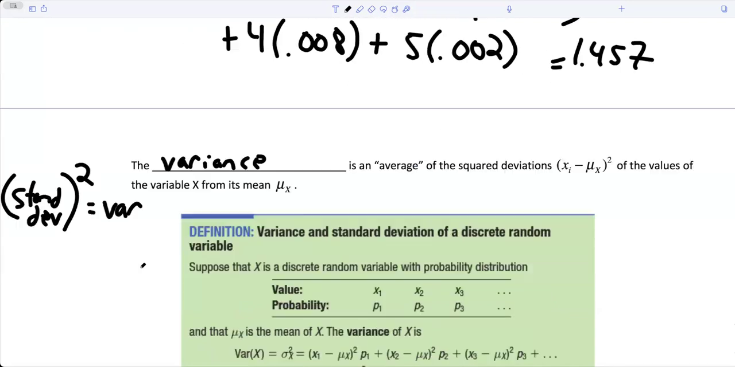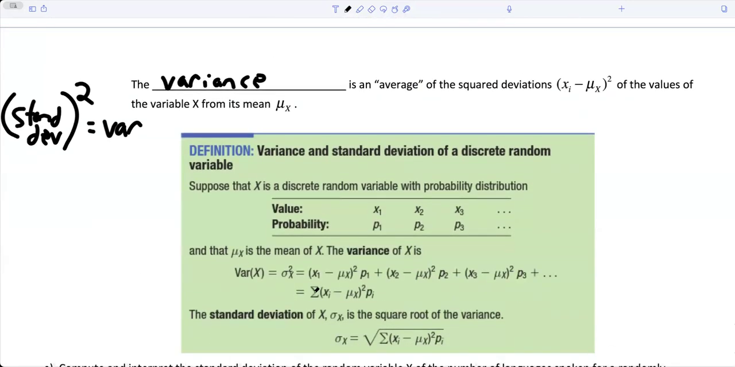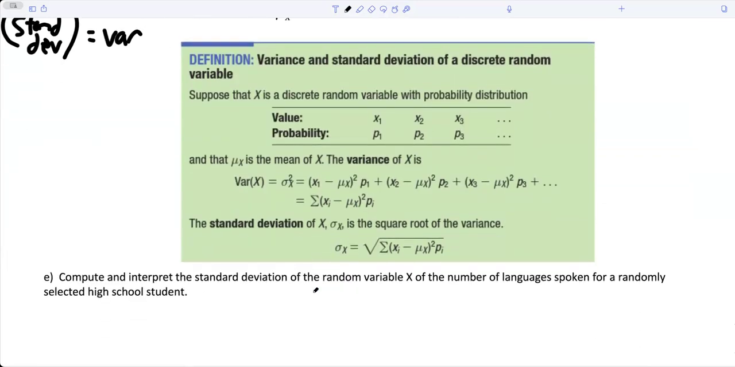Okay, and like I said, we're not going to worry too much about this because your calculator will calculate this for you. But let me show you the math. Okay, so we have a probability distribution. You take the outcome, x, subtract the mean, square that. That eliminates any negatives. And then we multiply that by its respective probability. And then you do that for each of the outcomes.